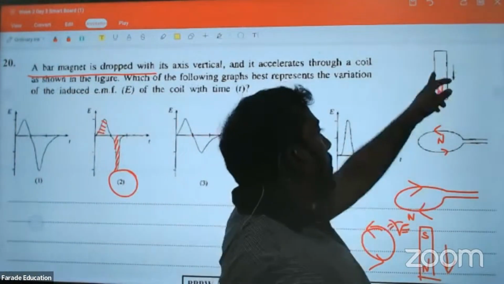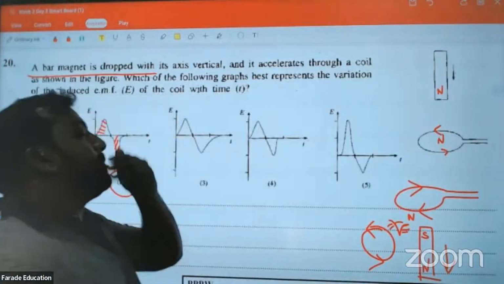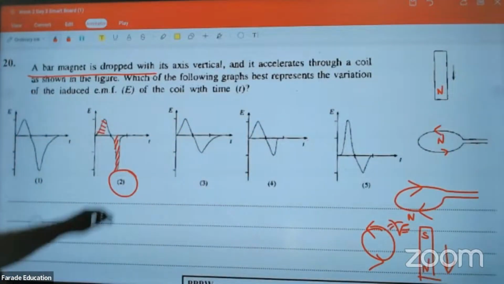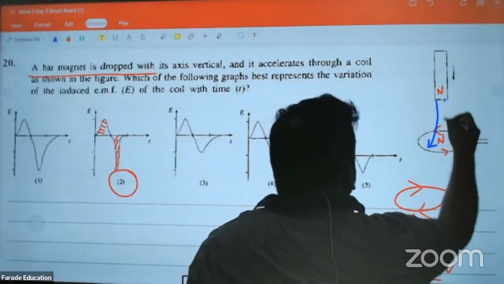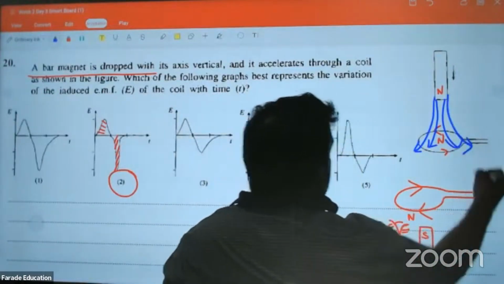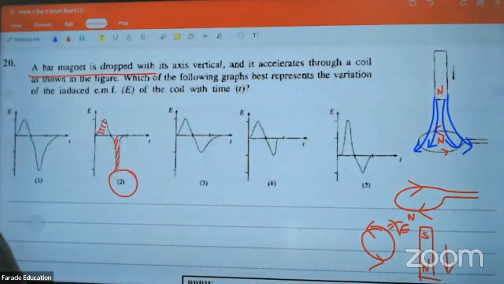As the north pole is coming towards the loop, more magnetic field lines will start linking with the coil. To oppose this, current will travel in the anti-clockwise direction.